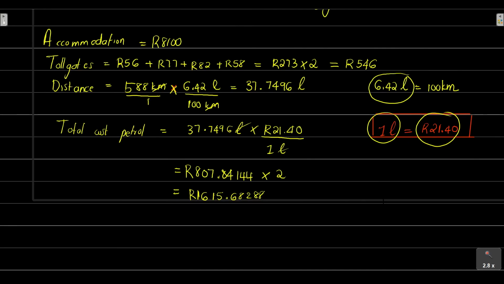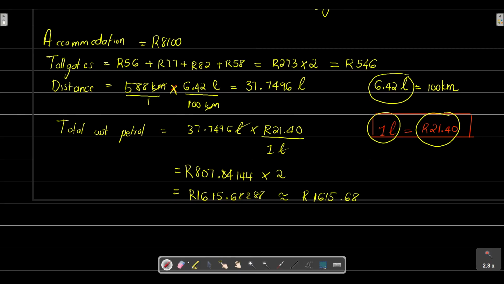I'm not rounding off, guys, because I want to maintain my accuracy. I'm only going to round off my final answer. In this case, because I'm already done, this is approximately equal to the total cost for petrol, 1615.68. Okay, now we've calculated how much they'll pay for petrol.